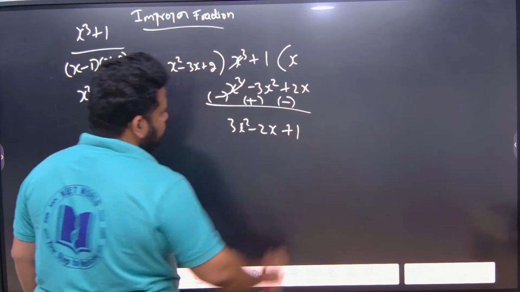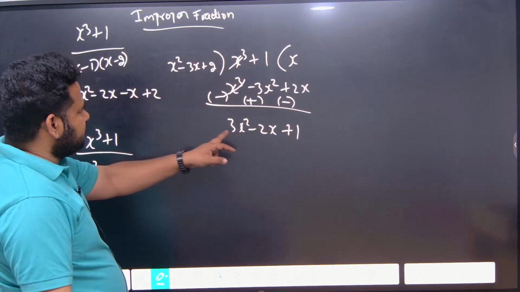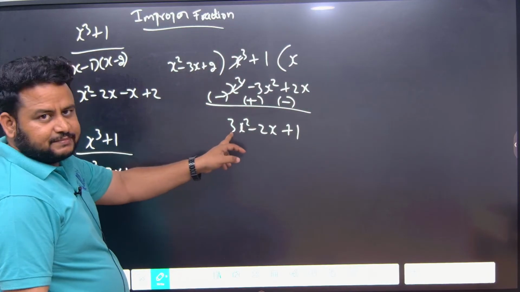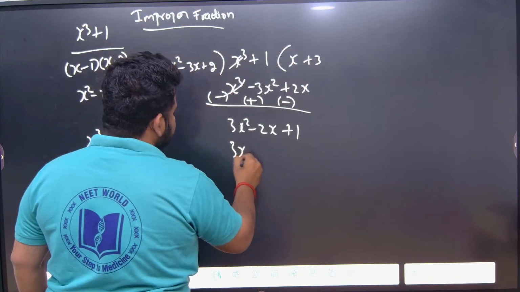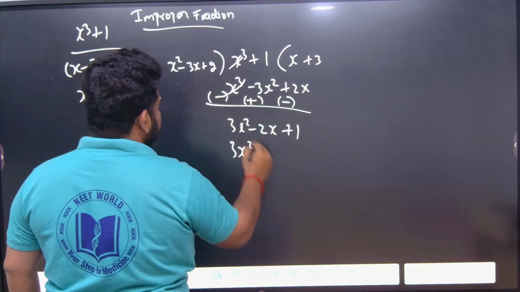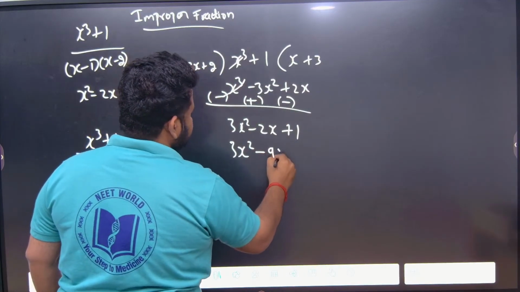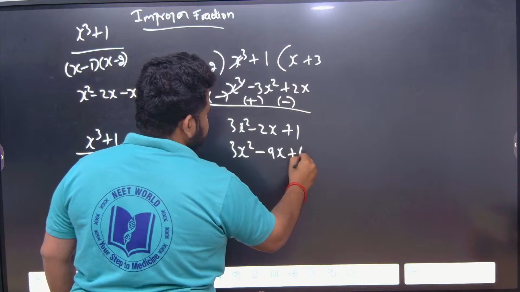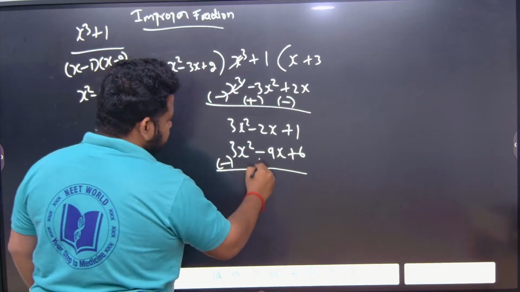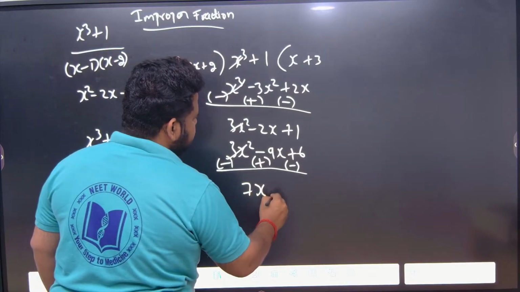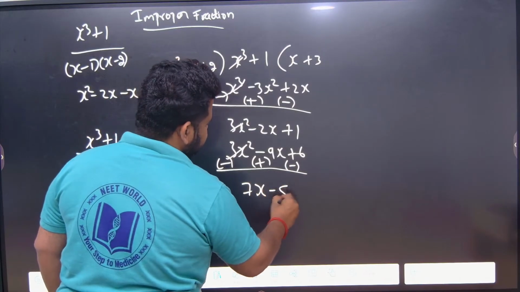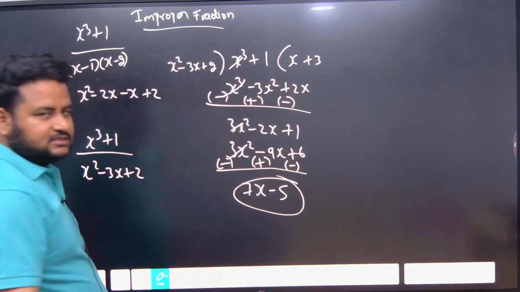plus 1. Now further, x square is there, so 3x square is there means I have to put plus 3. 3 into x square is 3x square, minus 9x plus 2 3s are 6. Minus plus minus, so this will get cancelled. This will have 7x, and this is minus 5. This is the remainder.